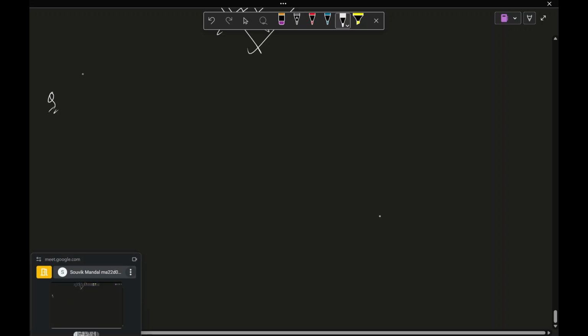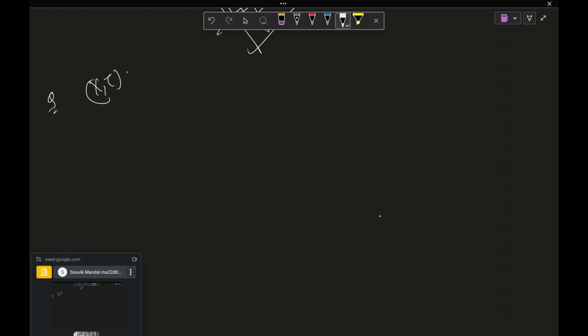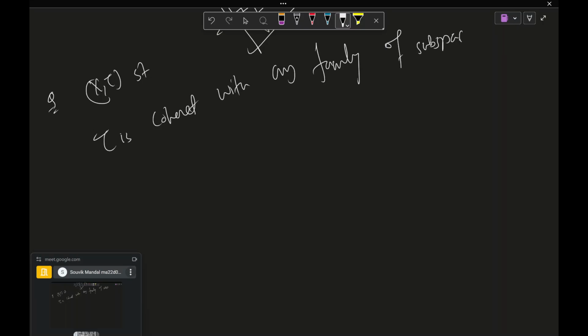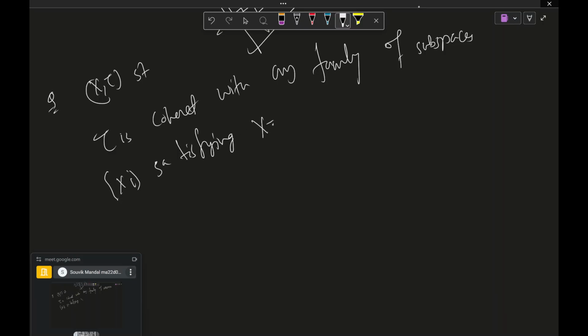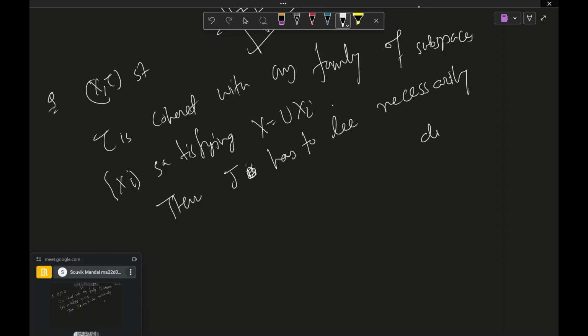So now the next question. So (X, tau) is a topological space such that tau is coherent with any family of subspaces Xi, that is, when X equals the union of Xi. Then tau has to be necessarily discrete. Okay.